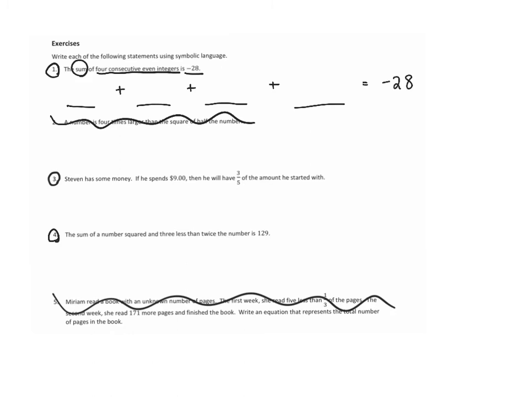When I go in and I'm looking at even integers, I'll start with just x. You could use a different variable if you wanted. Whatever your second term is going to be, whatever that first one is plus 2. Okay? The next one is going to be whatever that first one was plus 4. And the next one is going to be whatever that first one is plus 6. And this is your answer. It's the sum of 4 consecutive even integers, and it equals negative 28.